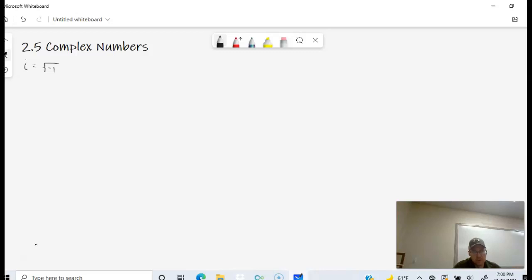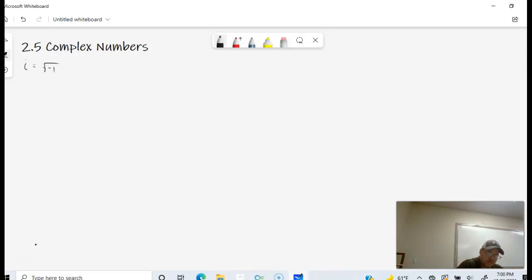So for the most part up to this point we've been told that we can't have a negative under a radical, and that's ultimately been true in the past. We'd write no solution. Well, now we're going to learn that there is a solution. It's just in an imaginary category. Alright, so let's look at some examples.